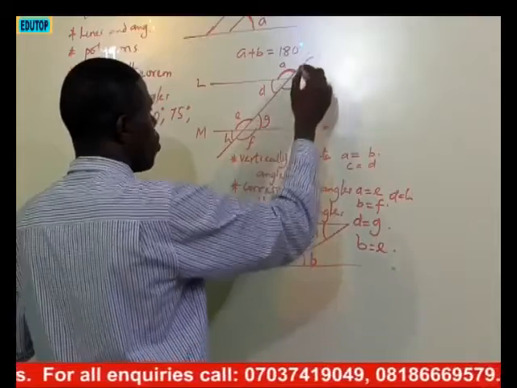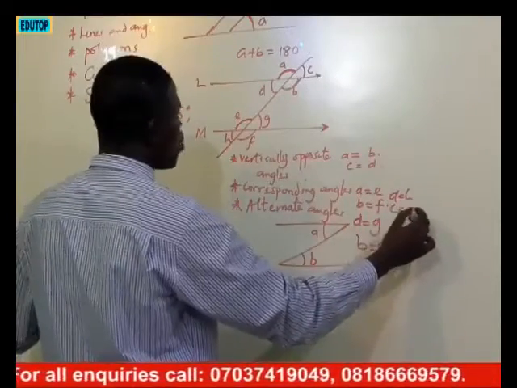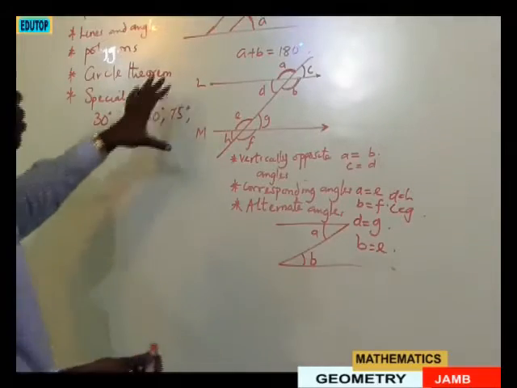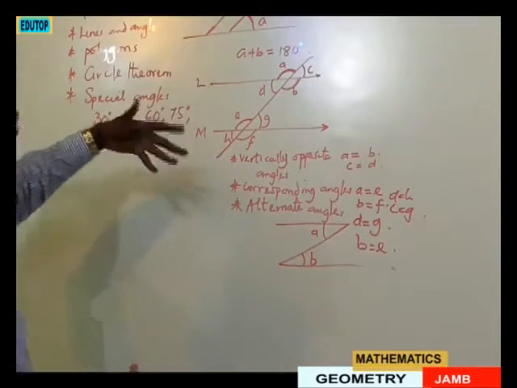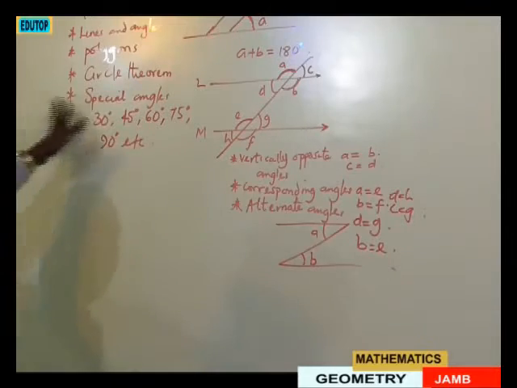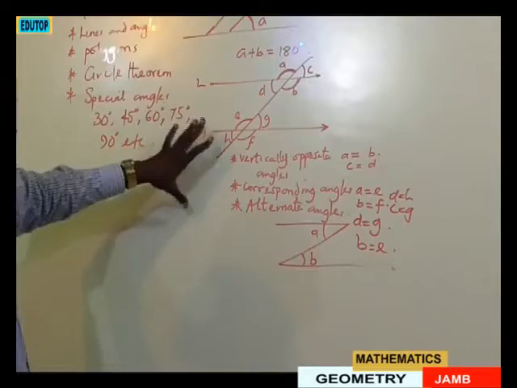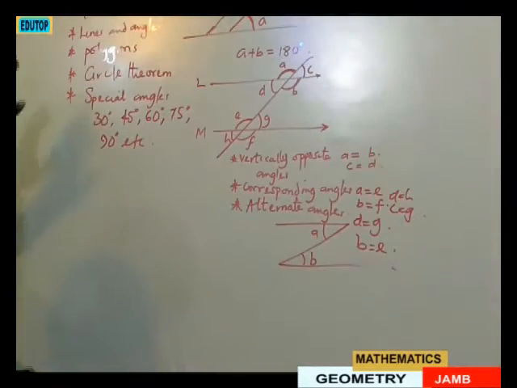Also, C is corresponding to G. You can see that. All these things, I'm just refreshing your memory on what you have done in your previous lessons. I think I've been able to agitate your mind on lines and angles. So let me talk about polygons.